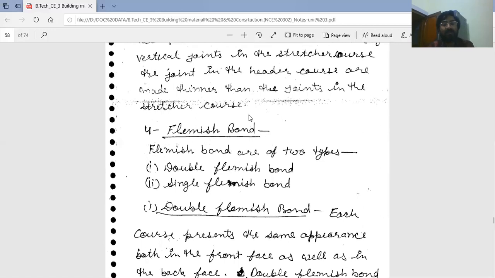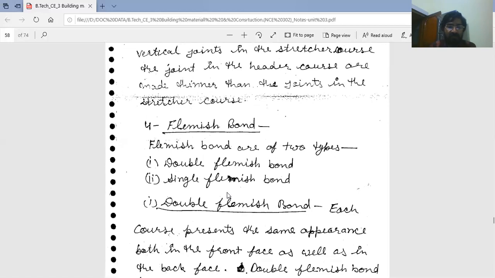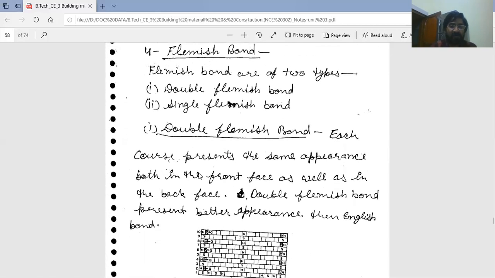The next important bond is Flemish bond. Flemish bonds are of two types: first, double Flemish bond, and second, single Flemish bond. First is double Flemish bond.